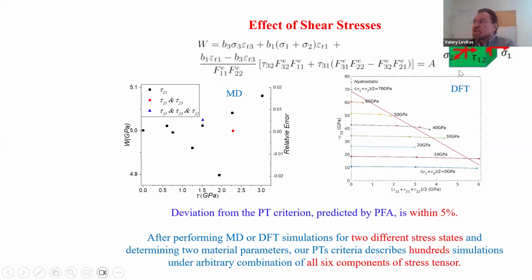Then when we add 3 shear components, an additional term appears, but again, the difference between prediction and MD and DFT is within 5%. And this is for silicon 1 to silicon 2. So now we have simple analytical expression for transformation criterion on the general stress tensor with just 2 material parameters. And this is way beyond what was known before, mostly for 2 components and 1-2 papers for 3 components.